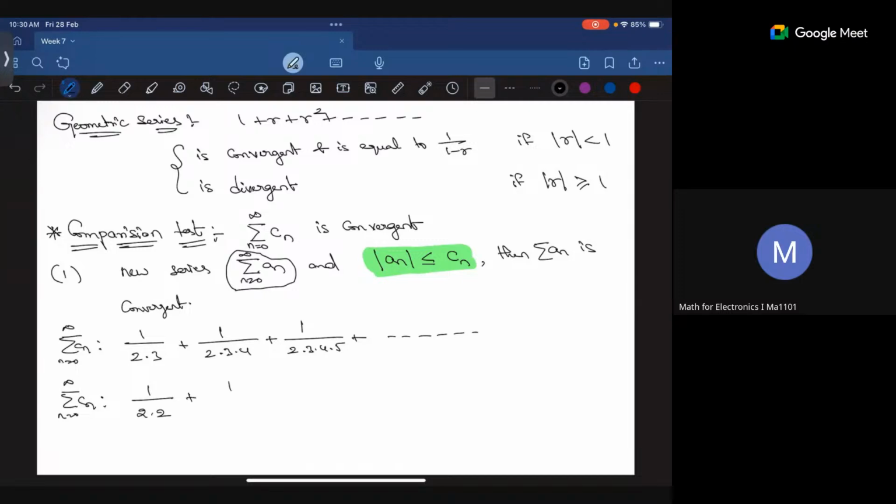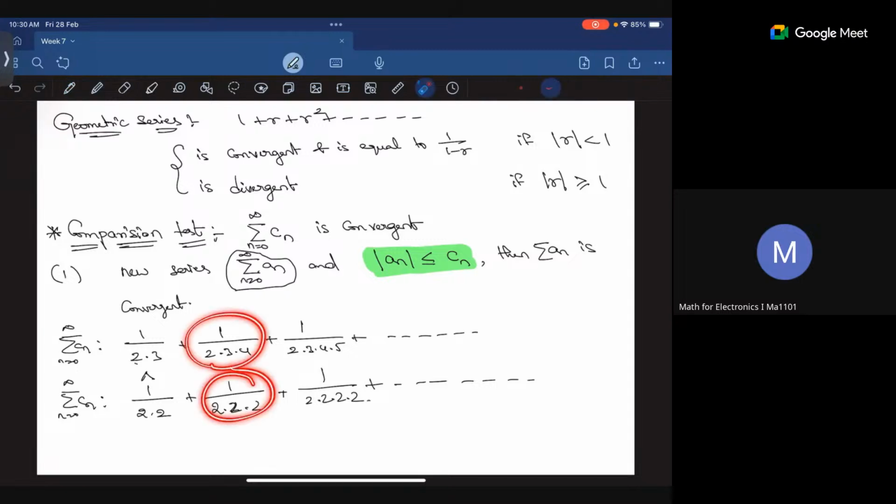So if you see carefully, I'm going to take this particular series. Now you can see that 2 times 3, which is 6, is greater than 2 times 2, which is 4. And both of them are in the denominator. So 1 by 6 will be lesser than 1 by 4. So our C1 is greater than A1. Similarly, compare these two terms. You will observe that this term is lesser than this term. Similarly, if you see the third terms also, the above term will be lesser than the below term.